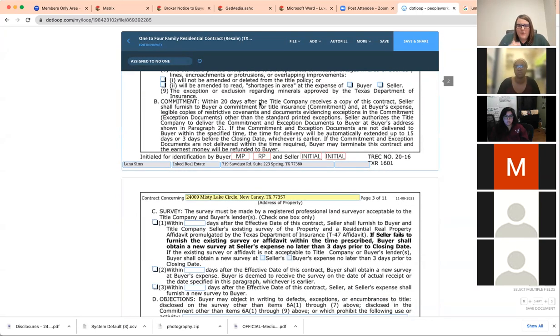You need to, we'll get further in, but once you get a copy of this, it is very, very important that you look at it too, because I have learned in Texas, the title companies don't always make the agent aware of any issues with the title commitment.